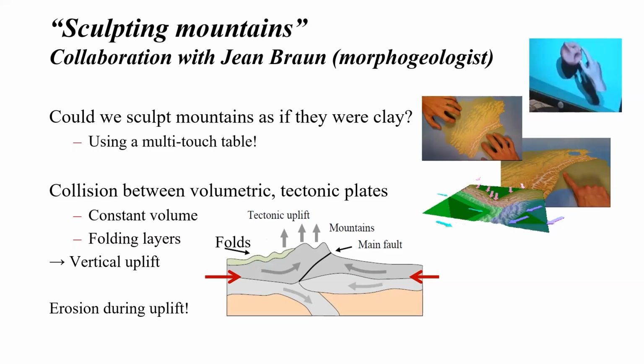So Jean Braun explained to us the main phenomenon, which is that when you have these two colliding tectonic plates, it's a volumetric material, you have layered sheets of material of different widths. And so the uplift of the mountain is caused by this collision. And you have these folds that appear, and then at the same time that it rises, it's uplifted, the mountain erodes. So we have erosion as well to be simulated.